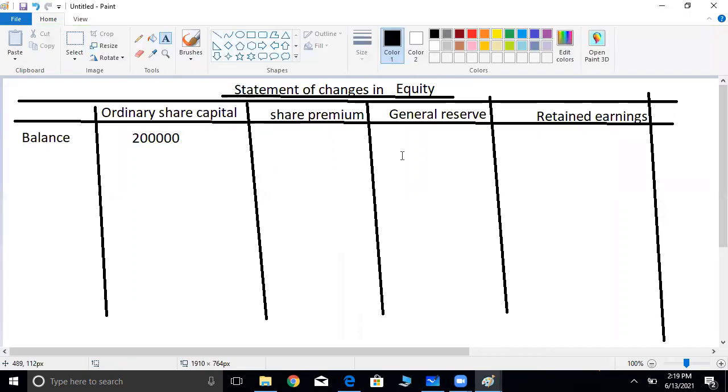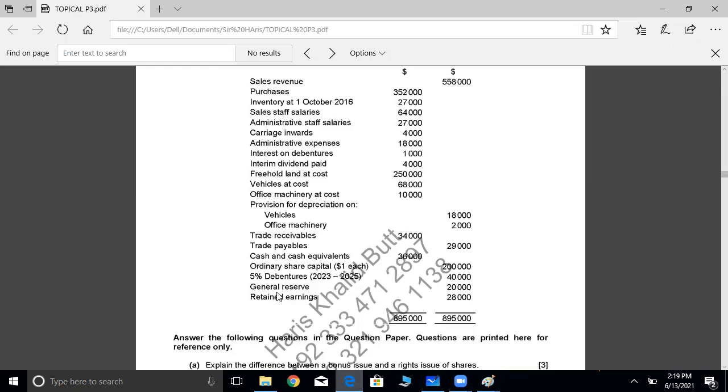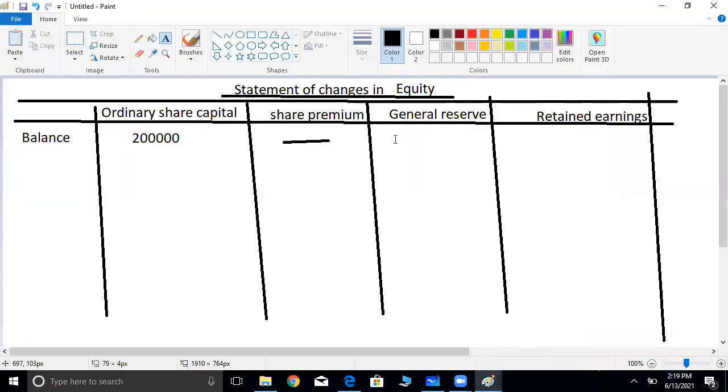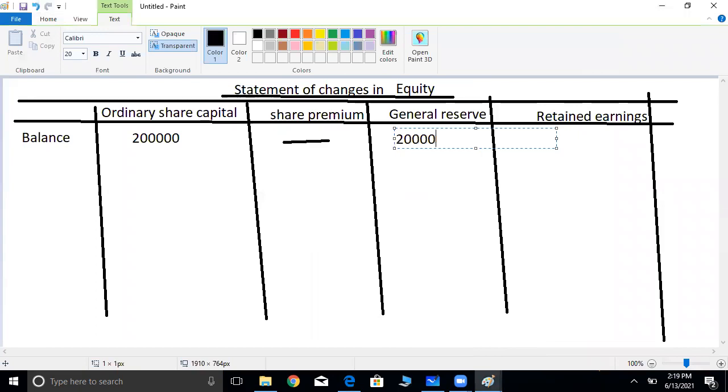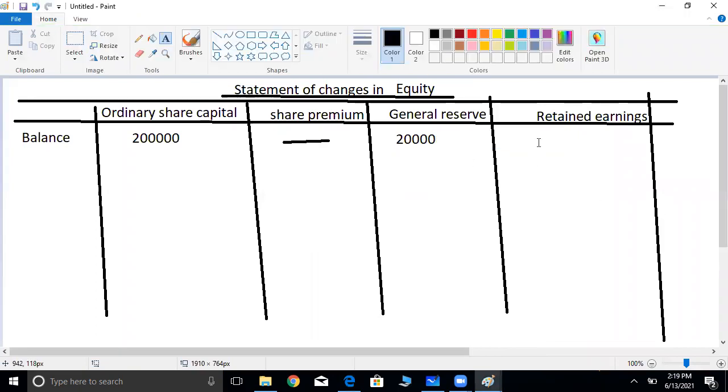Then share premium, there is no balance given, so I don't write anything over there. Then general reserve and retained earnings balance is given in the question. The general reserve balance is 20,000 and retained earnings, which is the profit carried forward from the last year, is 28,000. I'll write that: here will come 20,000 and here will come 28,000.